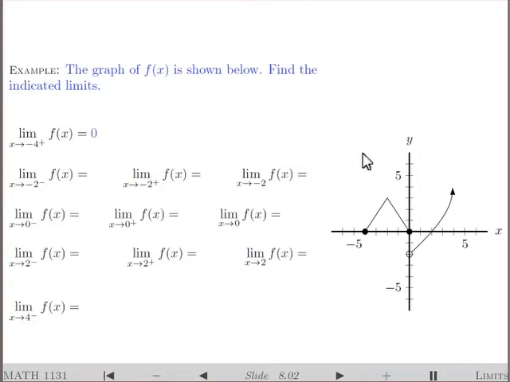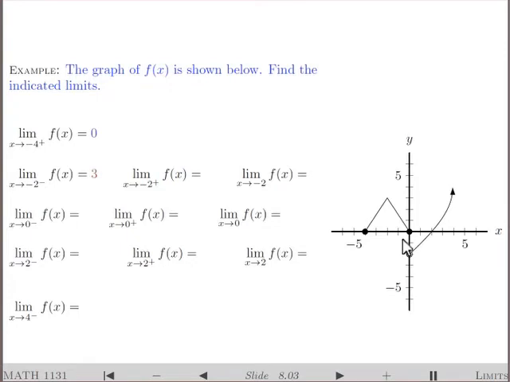Next, we will do the limits at -2. If we let x approach -2, we can do it from the left or from the right. Let's do that separately. From the left, if x moves towards -2, the points on the graph are moving like this, and the y-coordinates are approaching the y-coordinate of this point, which is 3. So the limit of this function from the left at -2 is 3.